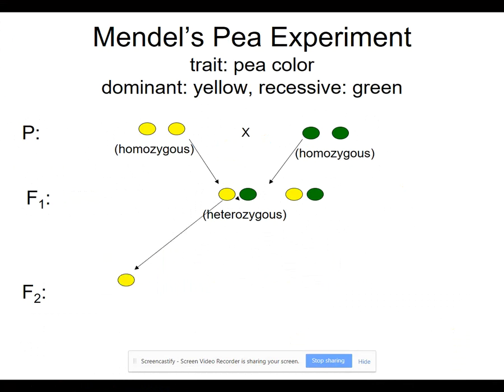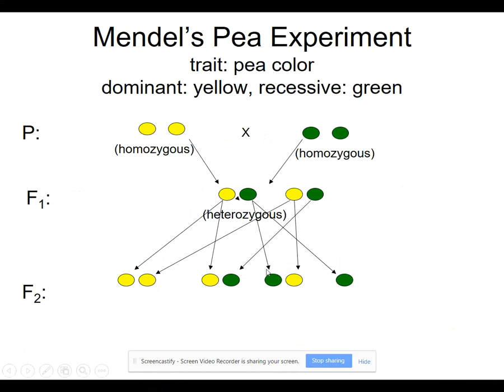I'm going to put a bunch of arrows in here. And this is showing that this individual could, 50% of the time, pass the yellow form of the gene, and 50% of the time it could pass the green form of the gene. Same with this one. So it could pass yellow, which would result in a homozygous dominant individual. I'll just click them all in here. It could pass green, which would result in a heterozygous individual. It could pass yellow. This is a heterozygous individual, or it could also pass green.